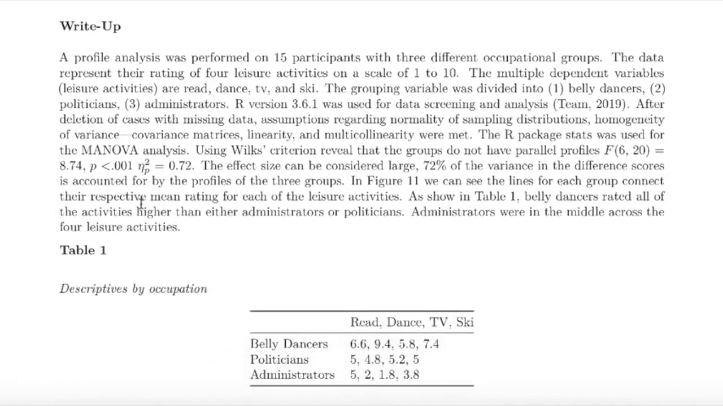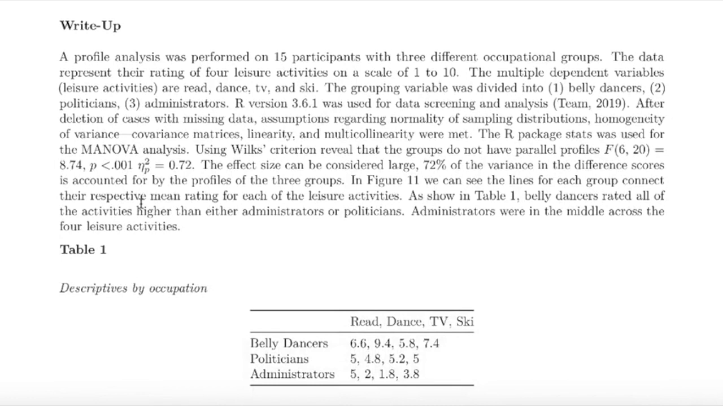How do I report this? So I performed a profile analysis on 50 participants. We did screen the data for multivariate outliers. We didn't have any missing data, so we didn't have to do anything there. I report the repeated measurements, which are read, dance, TV, and skiing, and the type of groups, which is going to be my dependent variable. I mentioned that I did it in R, and I mentioned the version.